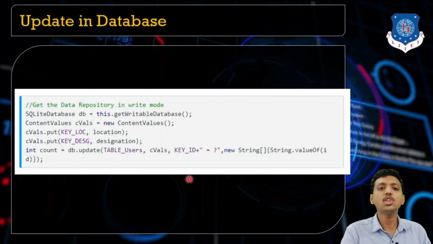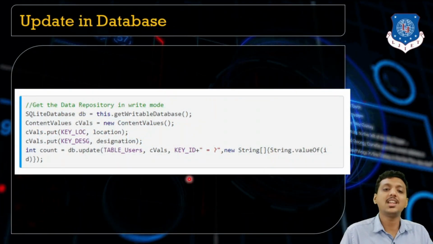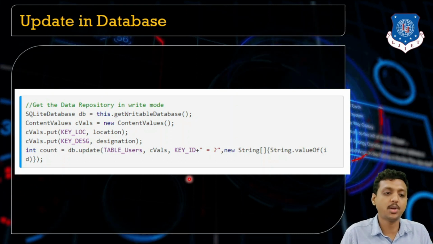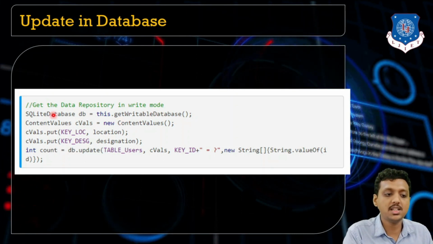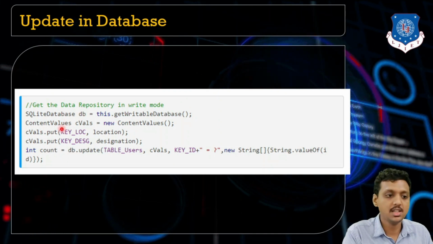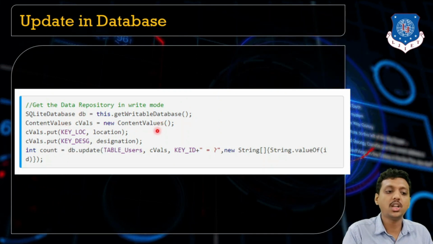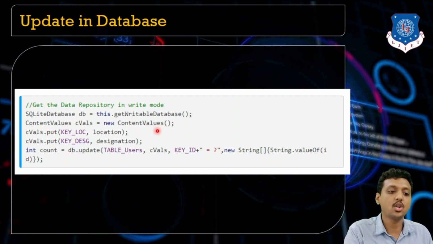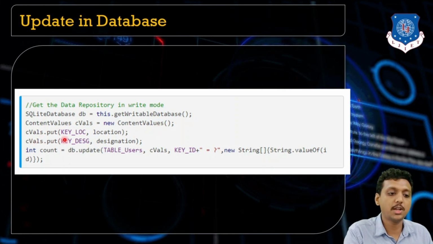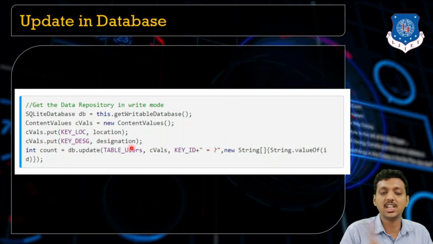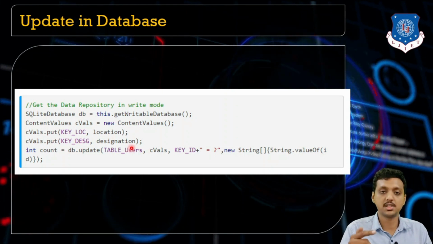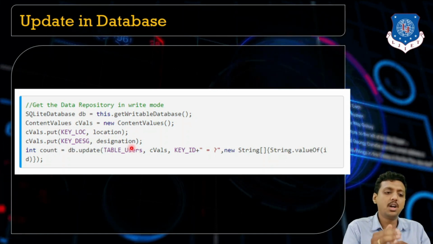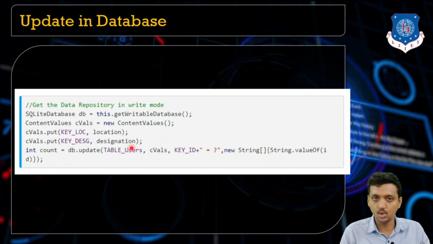Next, to update. Same as insert, to update, students, we need to open the database with getWritableDatabase and create the object for the database. Then ContentValues, whatever key values you want to update, only those columns you need to take. So values put KEY_LOCATION, location, KEY_DESIGNATION, designation. See, here I am not going to take all the 4 columns. I just want to update 2 columns. That's why I took KEY_LOCATION and KEY_DESIGNATION only.